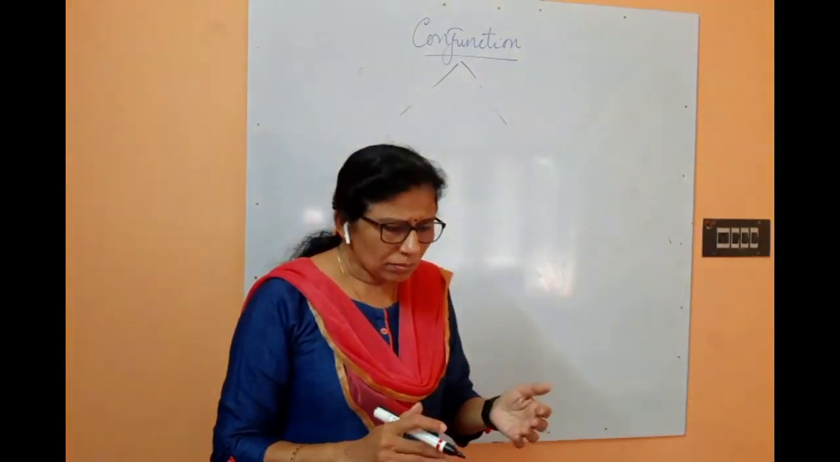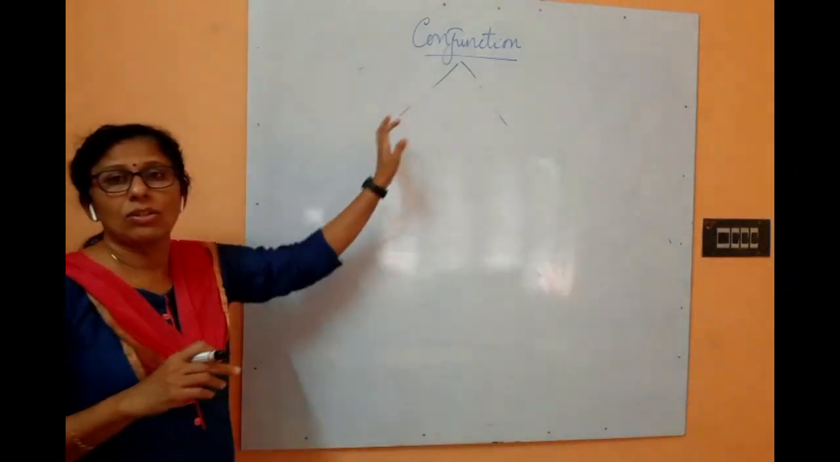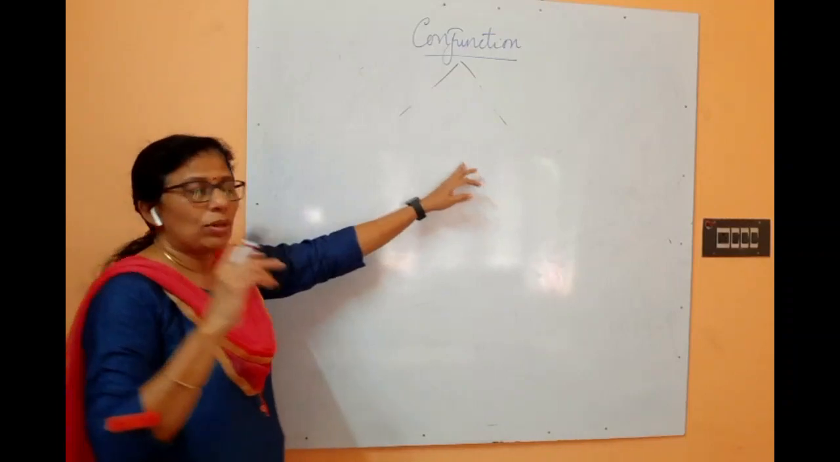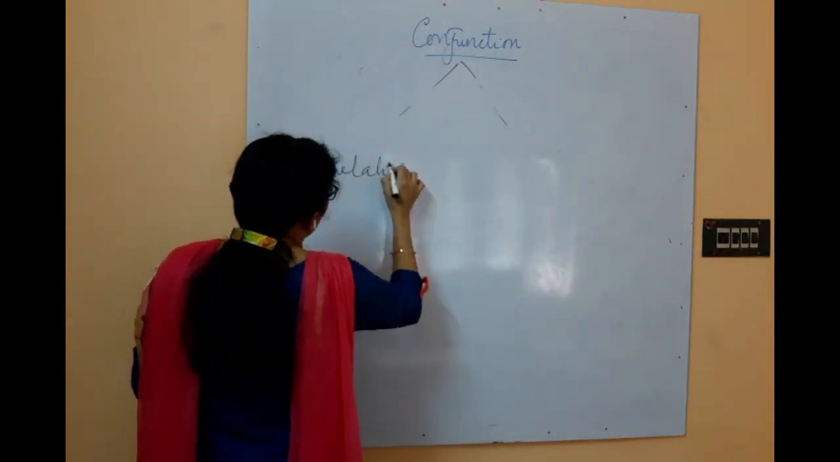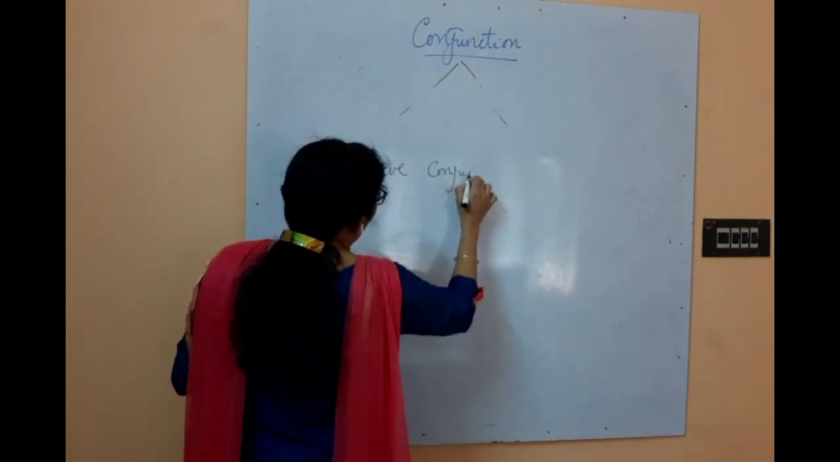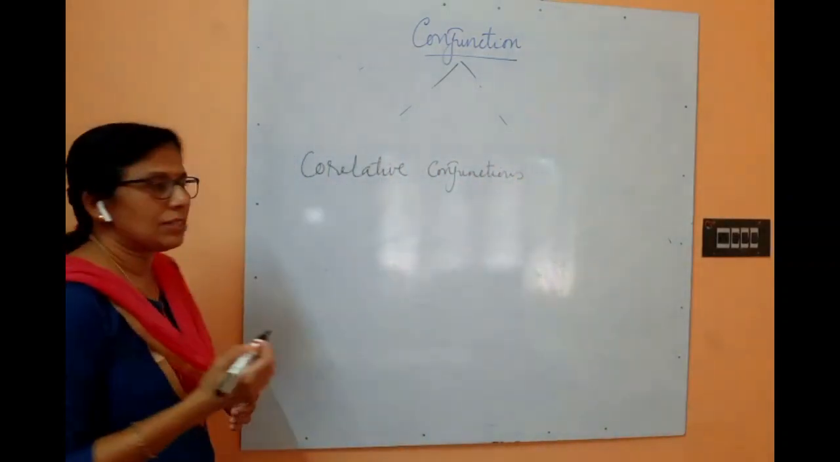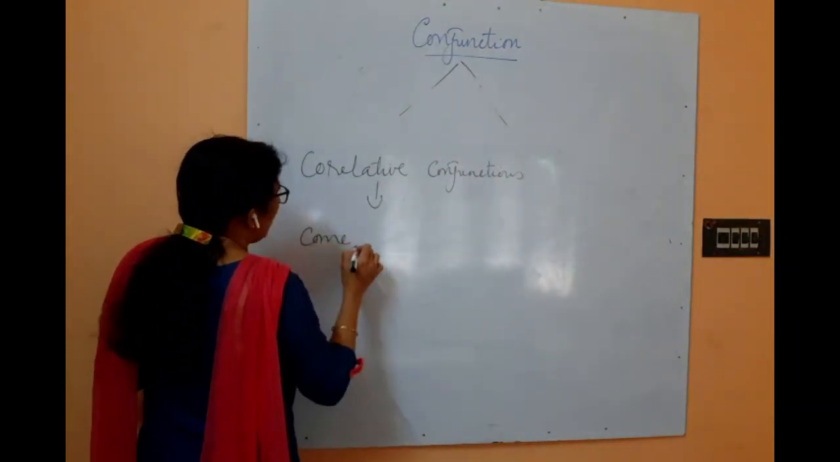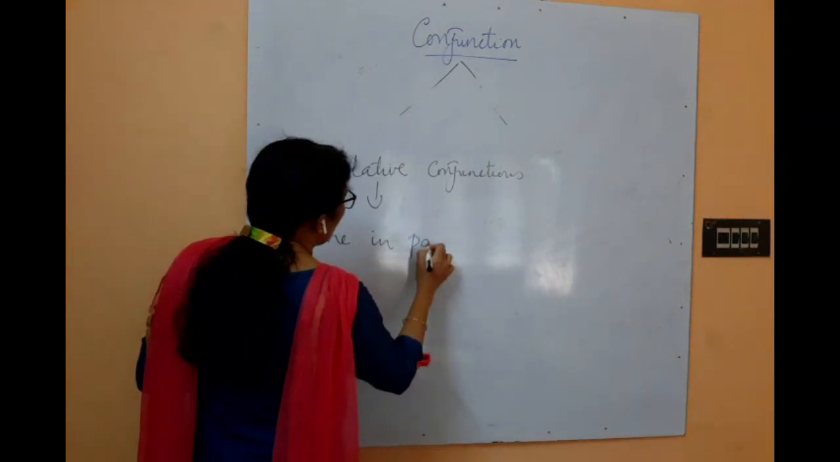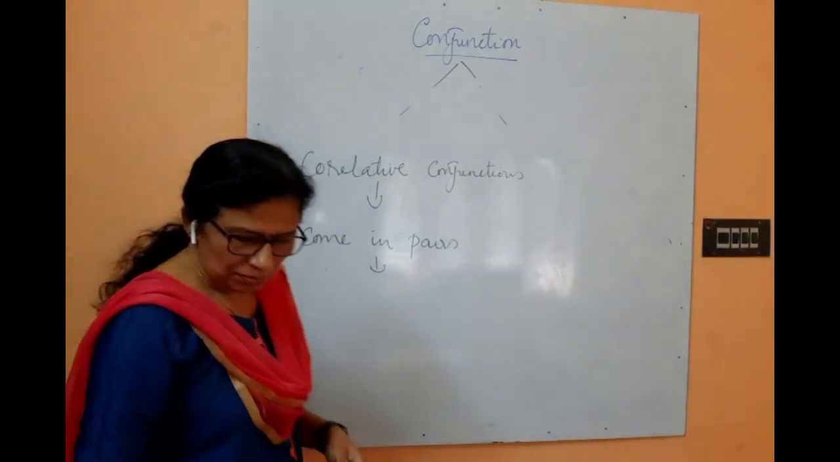Understood? Okay, and next comes the third one. So main classification, coordinating and subordinating, and one more, as I've told you, correlative conjunction. Correlative conjunction is not a separate classification, and the speciality of correlative conjunction is that it comes in pairs. Correlative conjunctions come in pairs. And which are they?